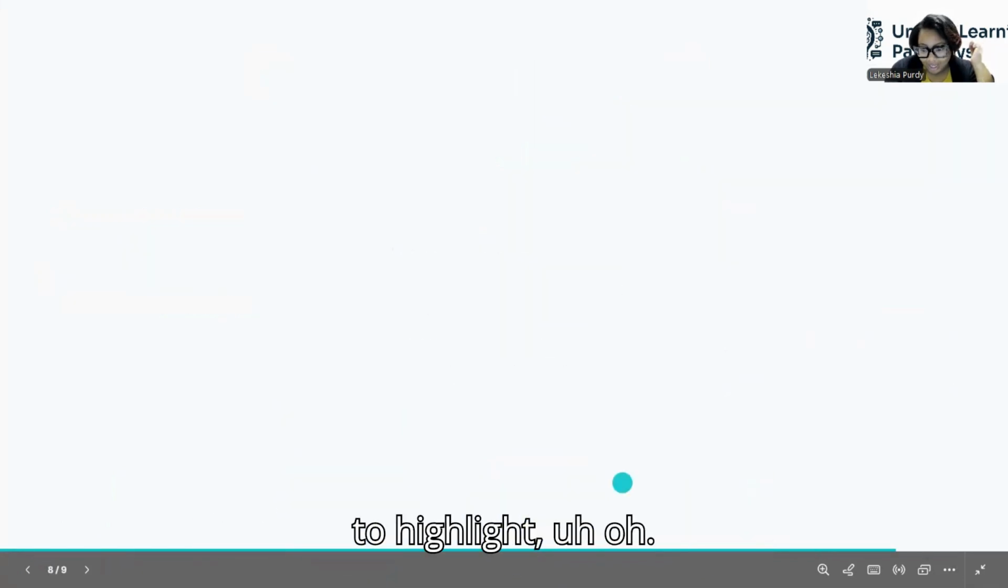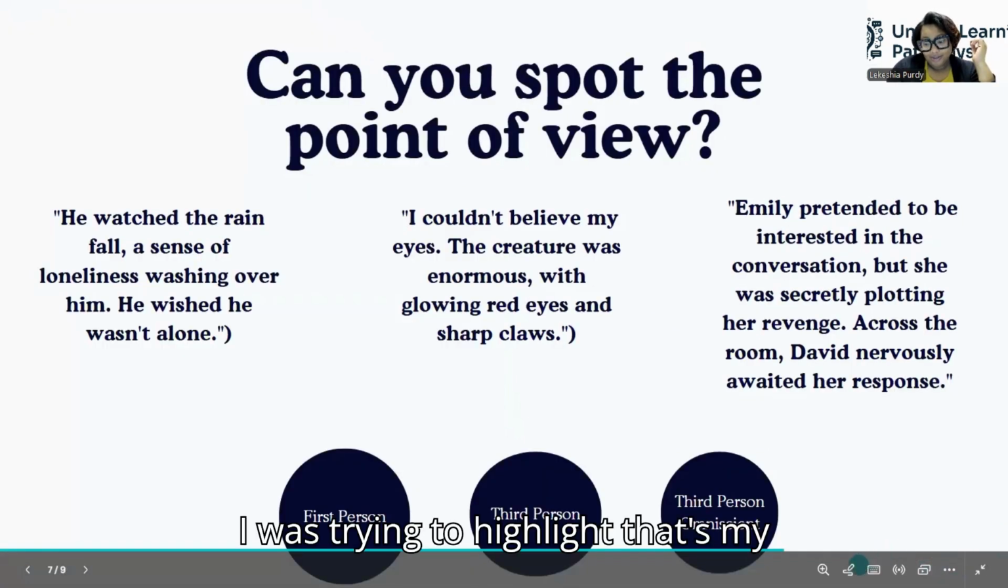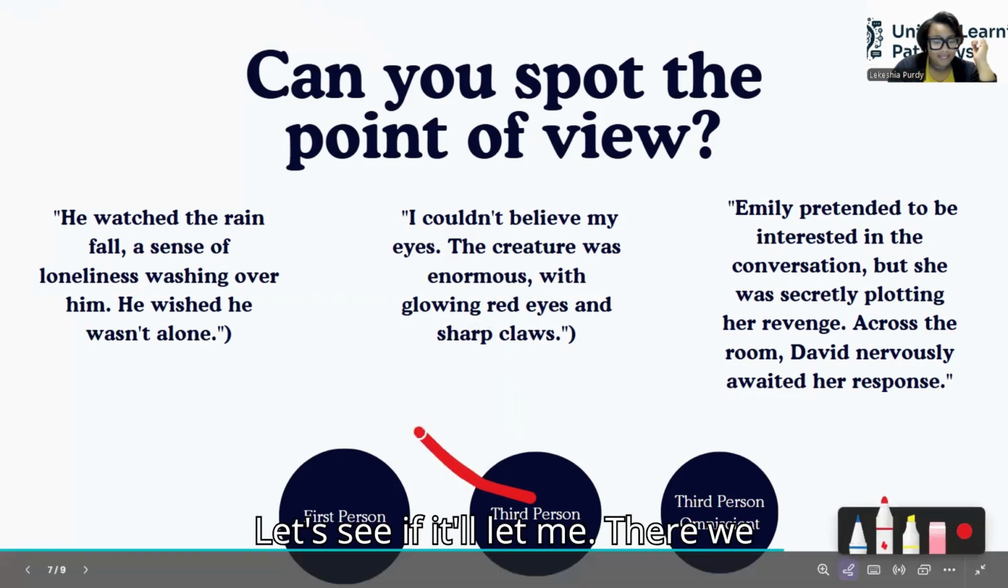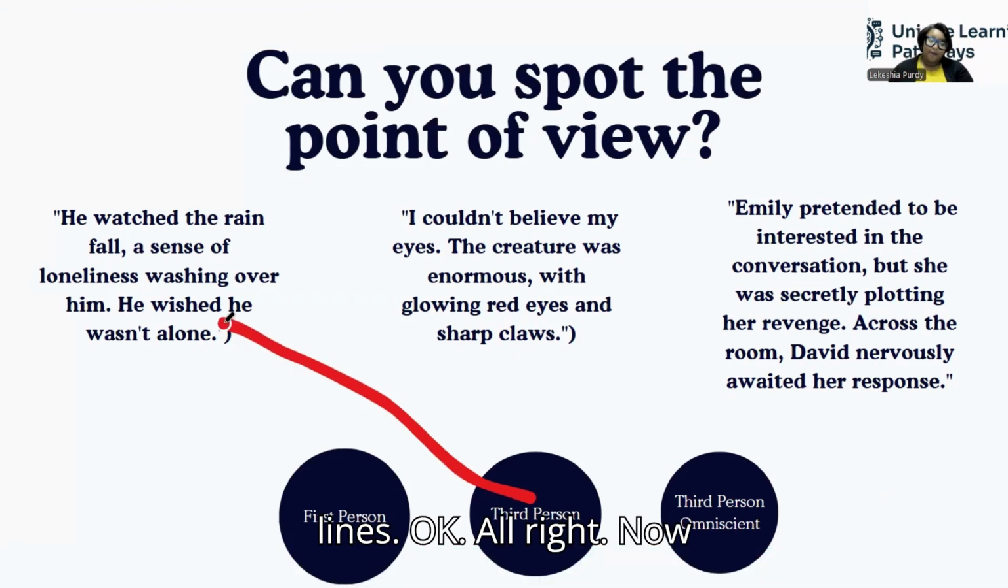I was trying to highlight. I was trying to highlight. That's my mistake. There we go. Let's see if it'll let me. There we go. Don't talk about my crooked lines, okay?